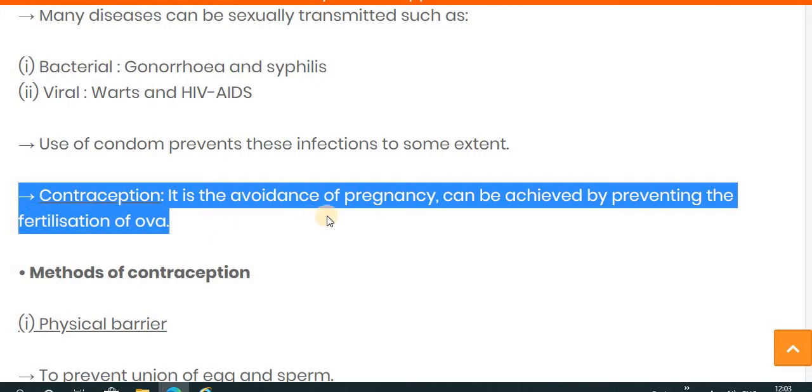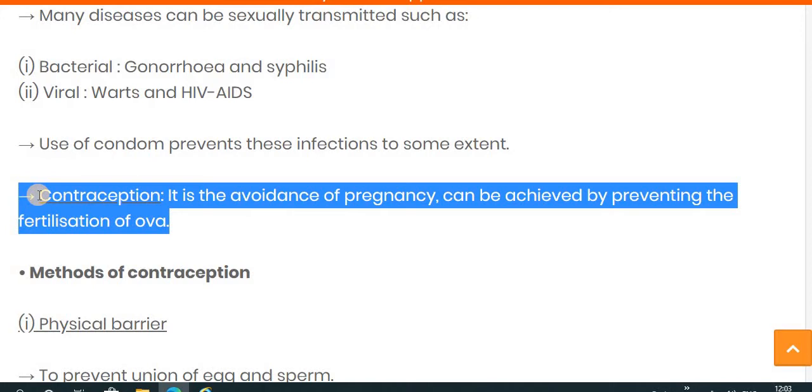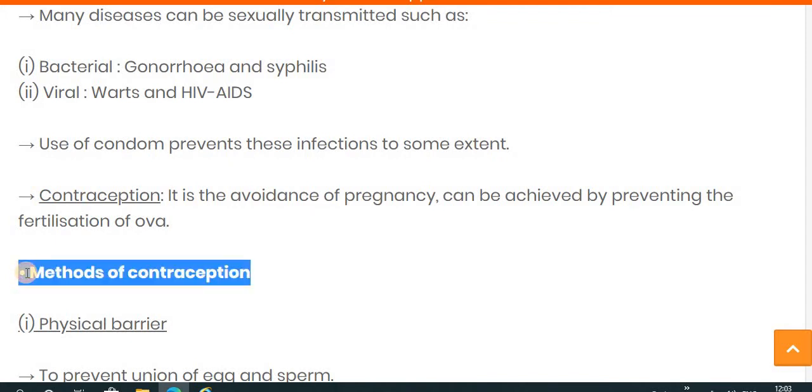Contraception is the avoidance of pregnancy, which can be achieved by preventing the fertilization of the ova. So contraception is mainly used for the avoidance of unwanted pregnancy. There are several methods of contraception. Let's see them in detail.